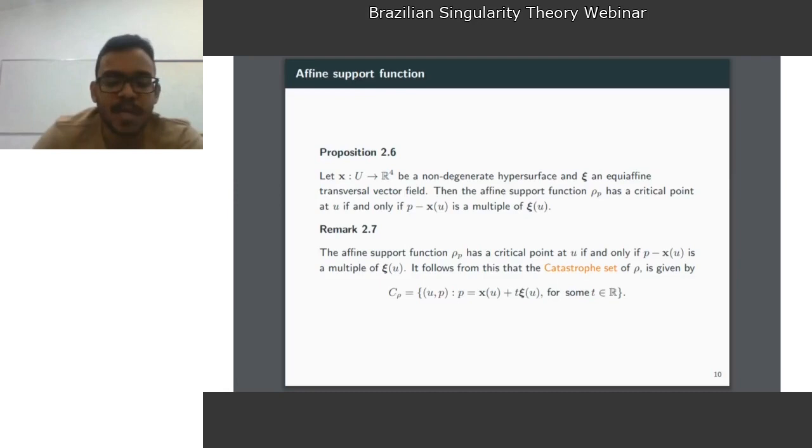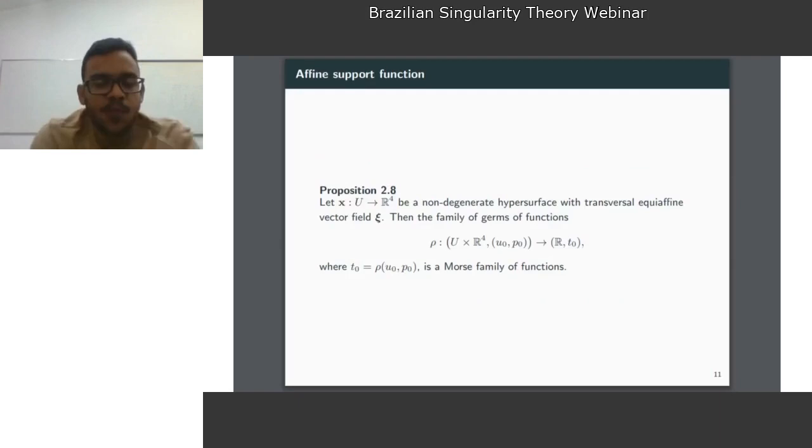And then since we have this, we can prove in this proposition here that every time you take X non-degenerate and C an equiaffine transversal vector field, then the germ of the family of affine support functions is a Morse family of functions. But why is this so important? This is important because, as I mentioned before, the conjecture talks about Lagrangian singularities. And Morse families are the door we need to open in order to talk about Lagrangian singularities.